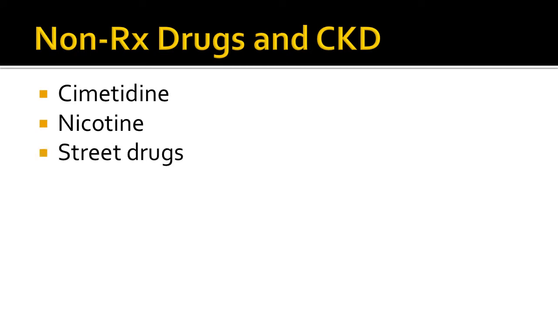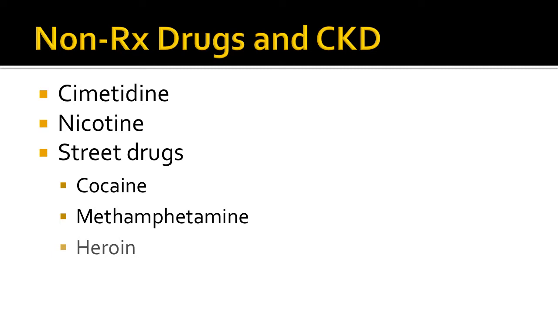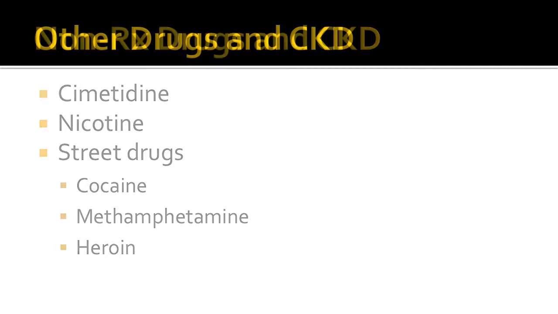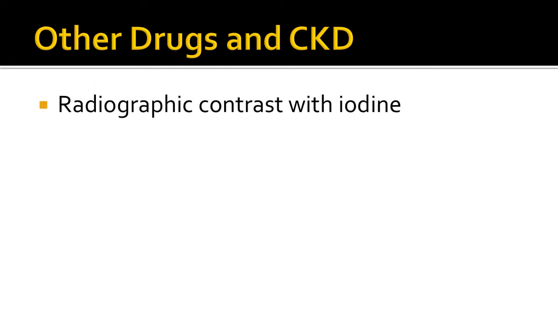Also, assess for illicit drug use, since cocaine, methamphetamine, and heroin use are linked to increased risk for sudden kidney failure. Recent or anticipated exposure to iodinated radiographic contrast medium is another factor that may adversely affect kidney function. Non-contrast CTs, MRIs, and ultrasound alternatives should be considered when appropriate.